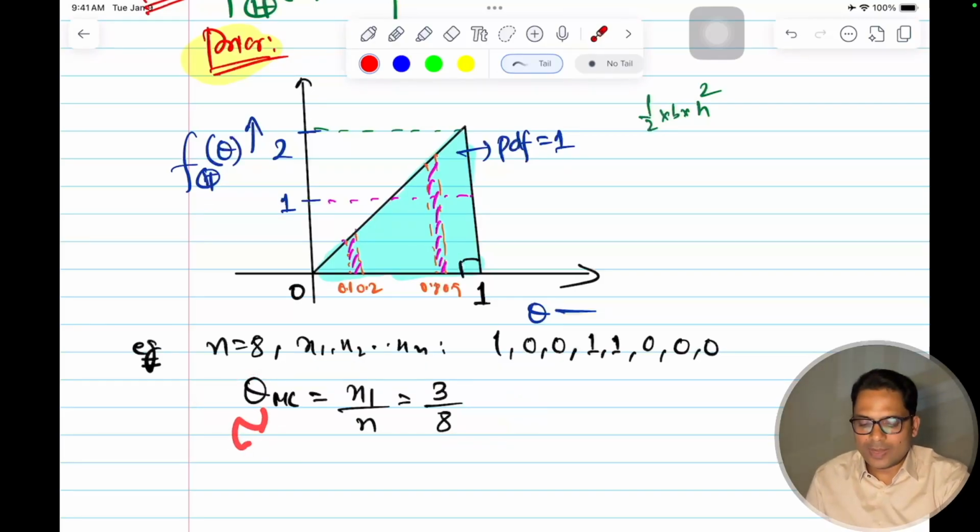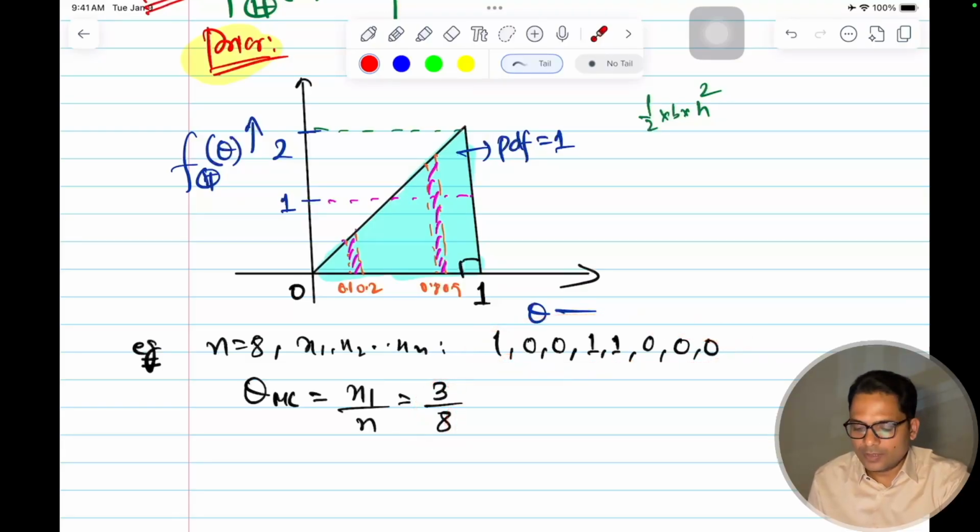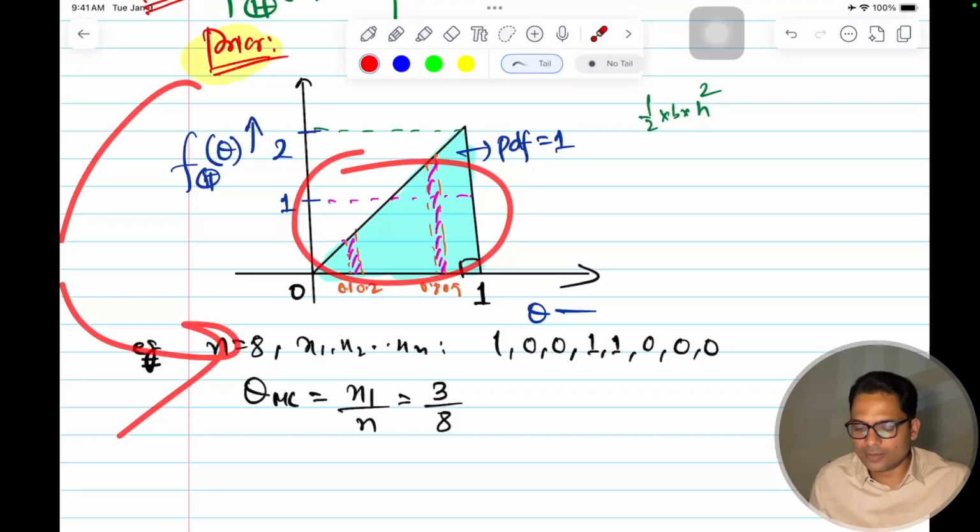We have seen this from maximum likelihood estimation. This will be my estimate, 3 ones out of 8, right? But this is not including any information about the prior. This is just based on my observations. No information has been included from the prior.